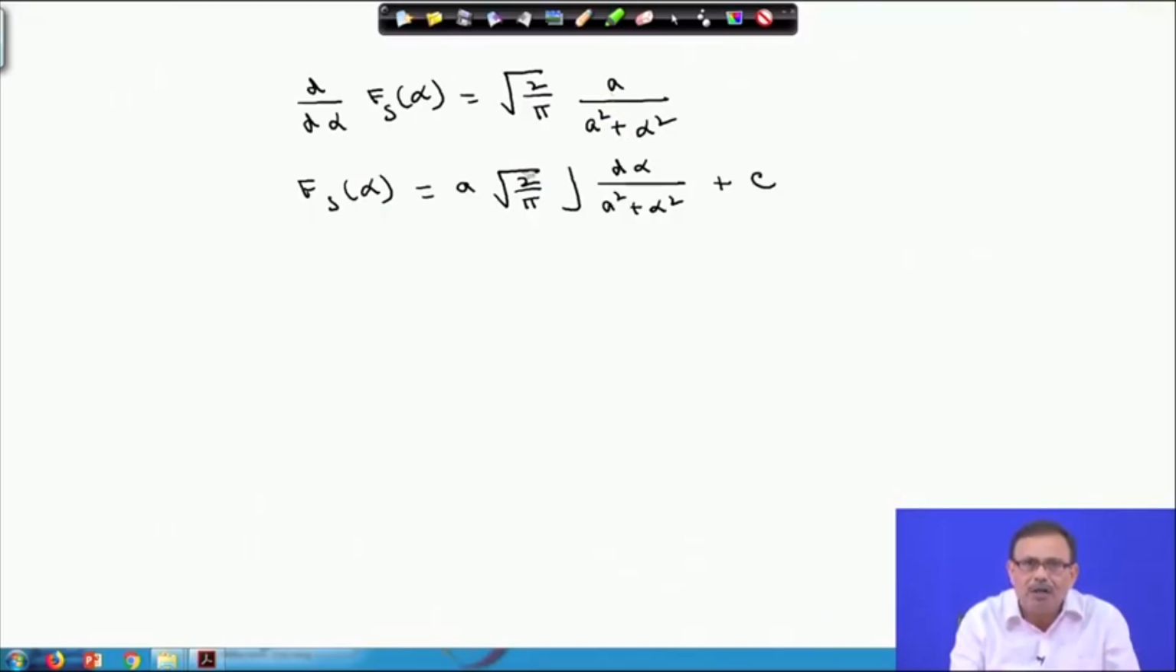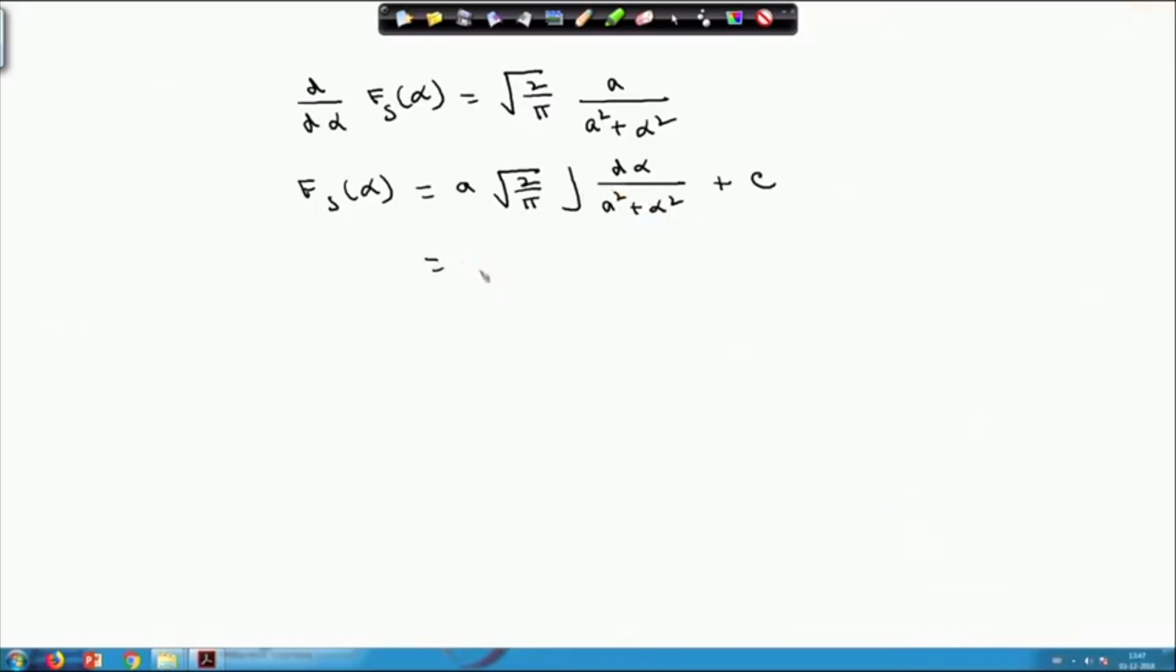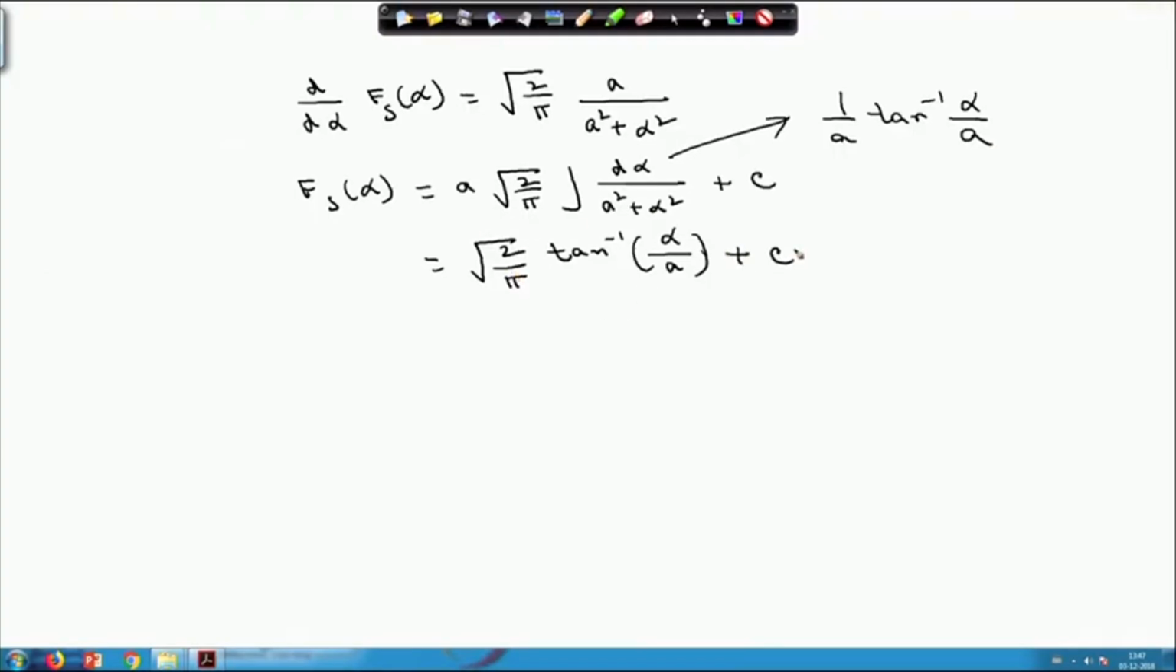So, now integrating on both sides, I can obtain the value, and this particular integral is a very well-known integral, the integration of d alpha by a square plus alpha square. So, this we will obtain root over 2 by pi into, this a will be cancelled, and tan inverse alpha by a. Actually the value of the integral is nothing but 1 by a tan inverse alpha by a. Since I know the value of this integral very easily, a will be cancelled, so that you will obtain root over 2 by pi tan inverse alpha by a plus c.